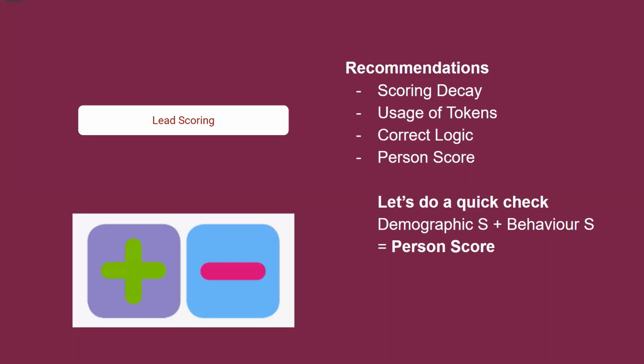So, if you are done and you have a very good lead scoring model, let's do a quick check. Fetch the whole database with 4 fields: email address, demographic score, behavior score, and person score. Do a very small exercise with your database. Create one Excel sheet, put in a formula equal to demographic score plus behavior score, and check if it is equal to your person score or not. If it is not, I bet there are some loopholes that you are missing. So go check and let me know in the comments in case you find something. I will be very happy to help you out.